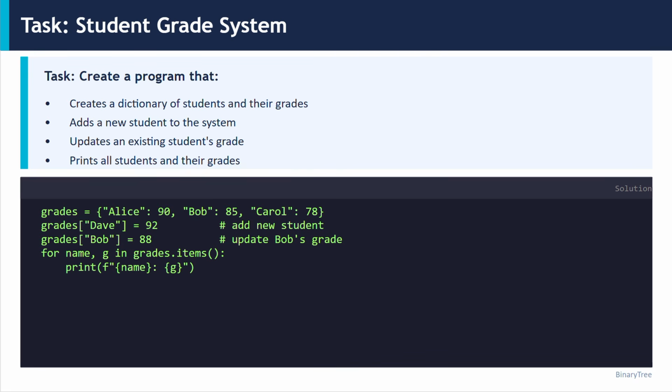Start with the grades dictionary. Add Dave by assigning a new key. Update Bob by reassigning his key. Then loop with .items to print each name and grade. Notice the f-string in the print, which cleanly drops variables into text.